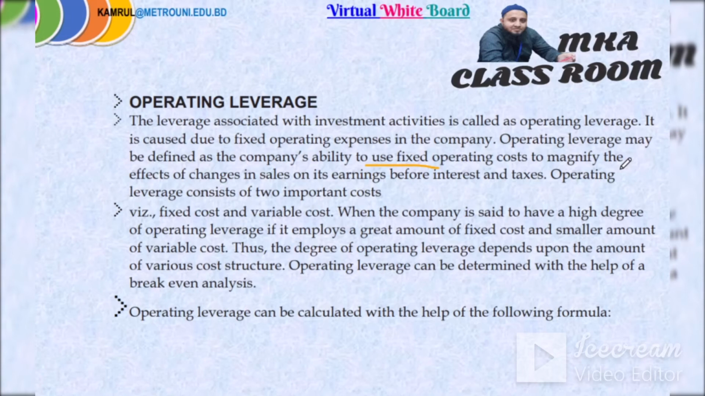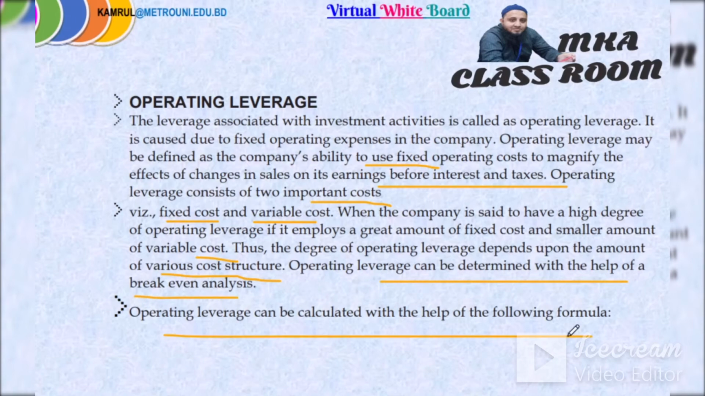Operating leverage consists of two important costs, that is fixed cost and variable cost. A company is said to have a high degree of operating leverage if it employs a great amount of fixed cost and a smaller amount of variable cost. Thus, the degree of operating leverage depends upon the cost structure. Operating leverage can be determined with the help of break-even analysis.